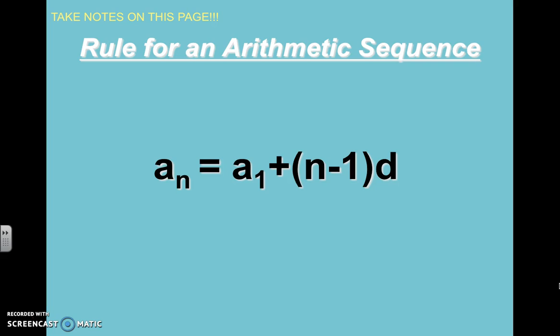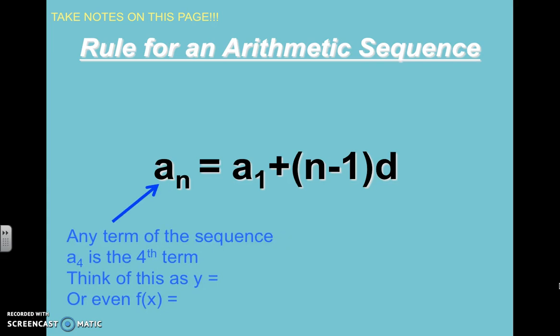Write this down. Here's the formula again, and we're going to talk about each of the pieces. a sub n is any term of the sequence, so a sub 4 is the fourth term, and you can continue that on for any term. You can also think of this as y equals or even f of x equals in terms of this being a function. a sub 1 is the first term of the sequence.